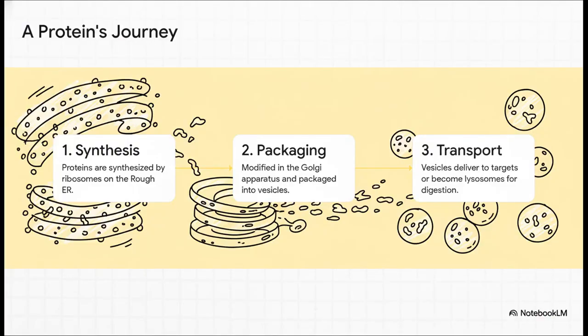So let's trace the journey of a brand new protein. It all starts here, at the rough ER, where it's first synthesized. Think of it as the main assembly line. From there, it gets sent over to the Golgi apparatus. That's like the finishing and packaging department, where it gets modified and sorted. Finally, it's packed up into a little transport bubble, a vesicle, and shipped out to wherever it's needed. The logistics are just mind-blowing.